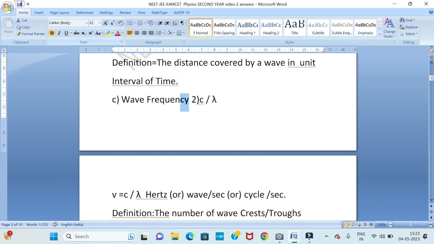Wave frequency, you take ν. Frequency is c by λ, the reverse of λ. Simple na. Wave frequency is equal to c by λ, the last two letters. Here we are reversing, so that is why we are taking division. Division means reverse, reverse means it goes down. ν is the reverse of λ. Like that you can remember wave frequency.